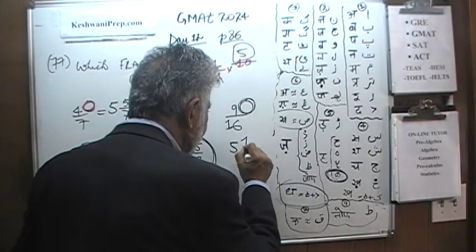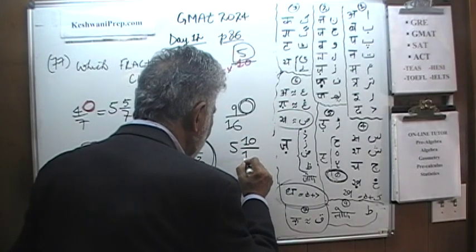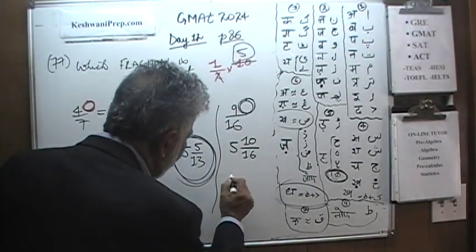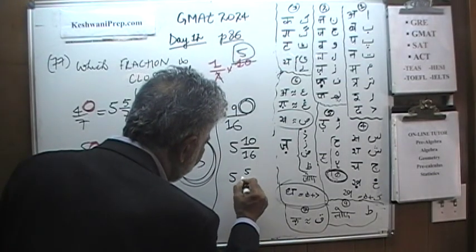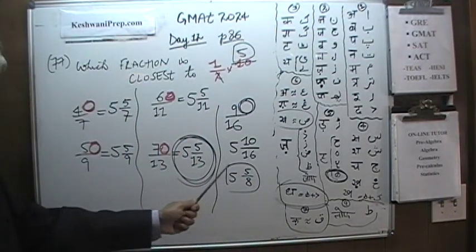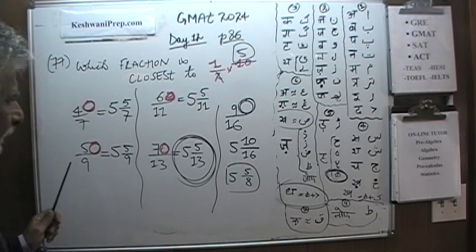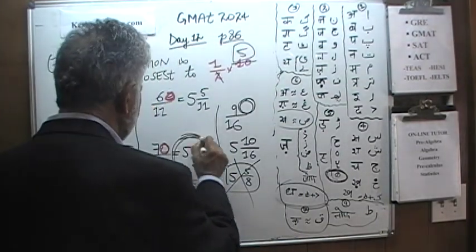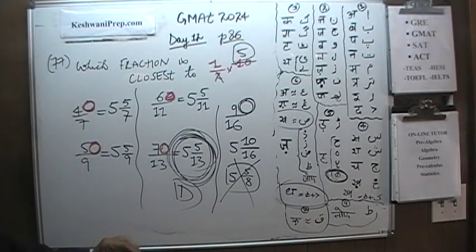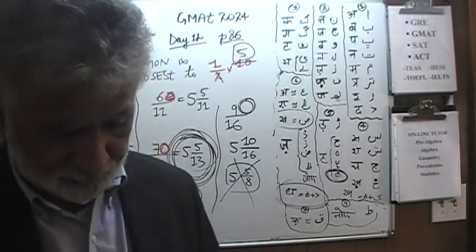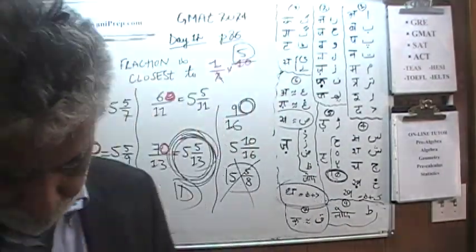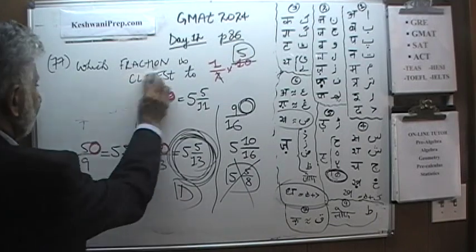So we have a remainder of 10, and this is where things get a little tricky. Now we're dividing by 16, and when we simplify it, this boils down to 5 and 5/8. And 5/8 is much bigger than 5/13. This guy is not the winner. This guy is the winner. The answer is D. That's the one that comes closest to half, or as we did it, the one that comes closest to 5. Number 78.